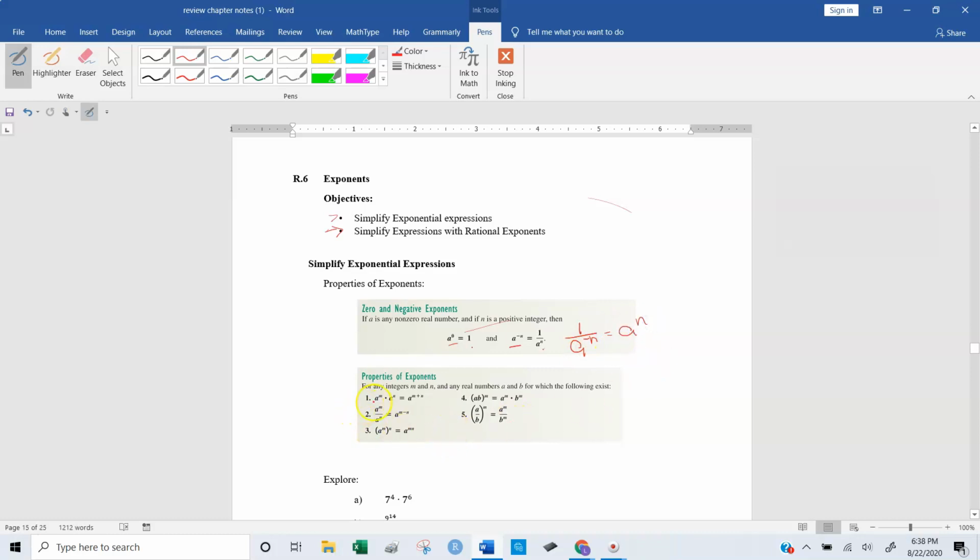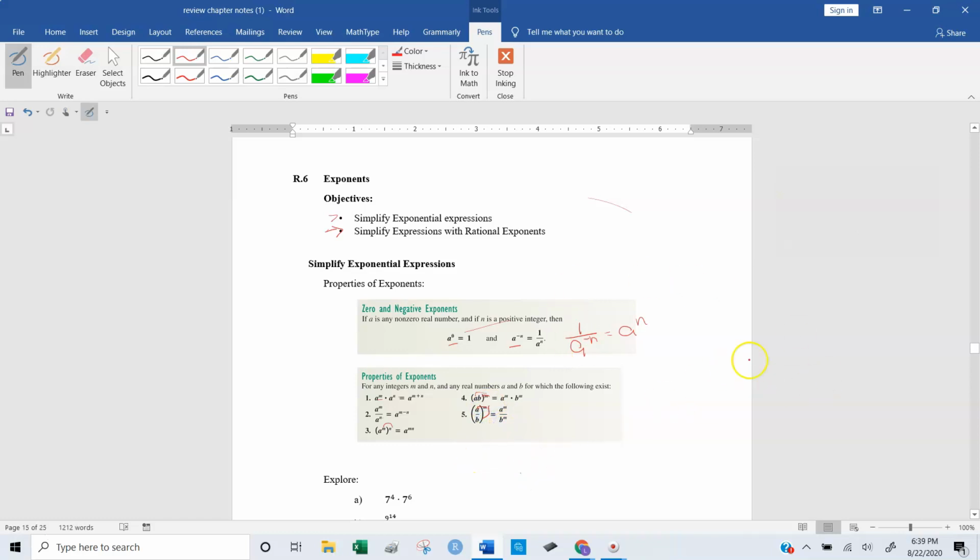All right, remember when you multiply like bases, you add exponents. When you divide like bases, you subtract the denominator exponent from the numerator exponent. When you take a power to a power, you multiply them. Distribution works the same in multiplication or division. You distribute the exponent to everything that's inside. So both terms, the A and the B.